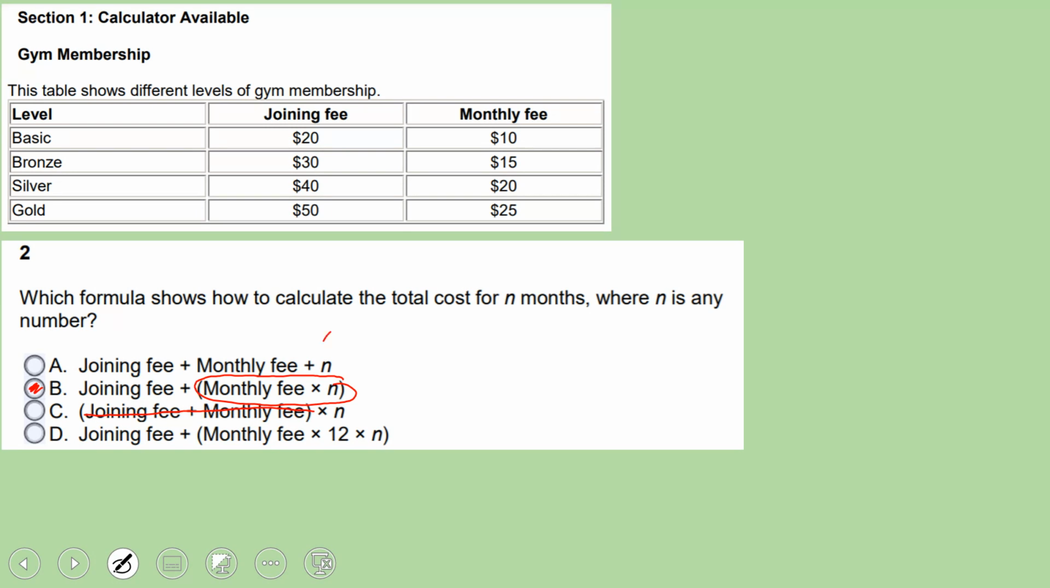This top one, no good. That plus sign is not what you want. You don't want to add the number of months. You have to multiply the number of months by the monthly fee. And for the bottom one, it's given us too much information. Yes, there are 12 months in a year, but we're multiplying by the number of months. It's not always going to be 12. The question could have asked for 24 months. And then we need to make sure that it's joining fee plus monthly fee times 24, with 24 being our n, which is exactly what B is showing, and that's what none of the others are. So B is the answer we're looking for there.